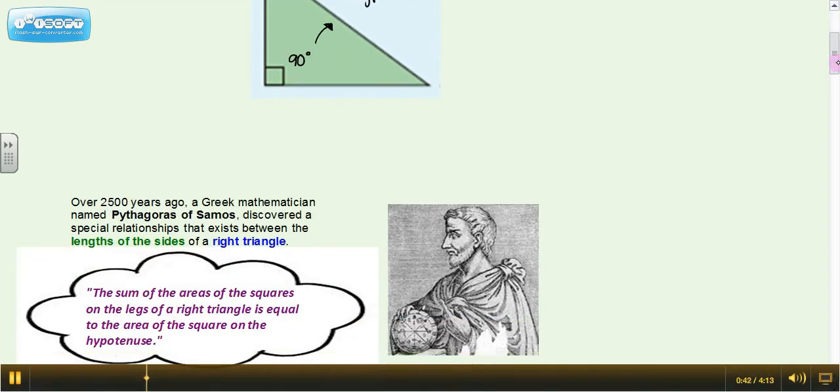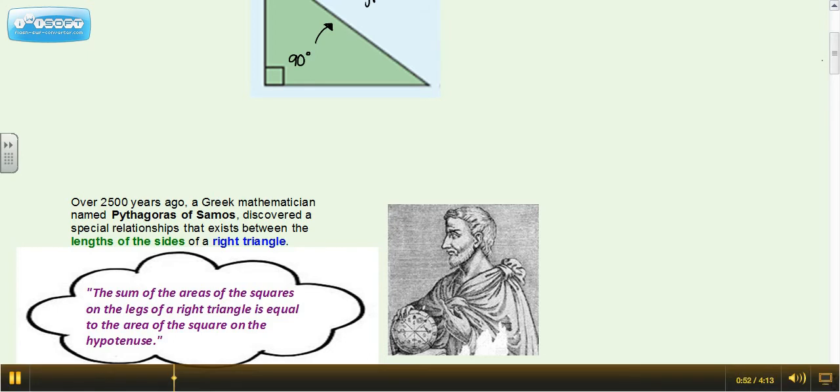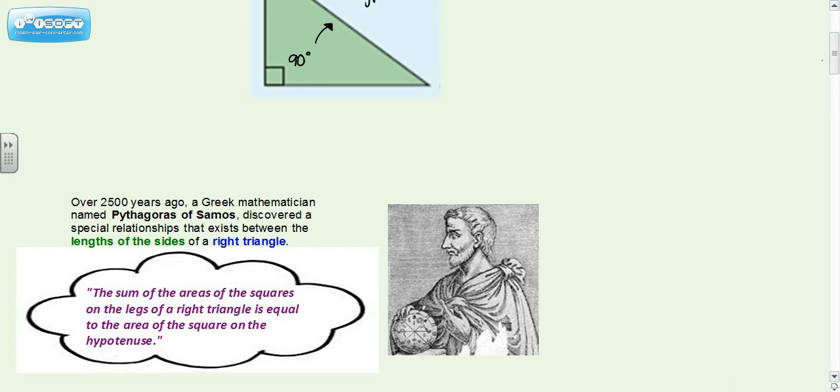So the Pythagorean Theorem came about over 2,500 years ago when a Greek mathematician named Pythagoras of Samos discovered a special relationship that exists between the lengths of the sides of a right-angled triangle. He stated that the sum of the areas of the squares on the legs of the right-angled triangle is equal to the area of the square on the hypotenuse.